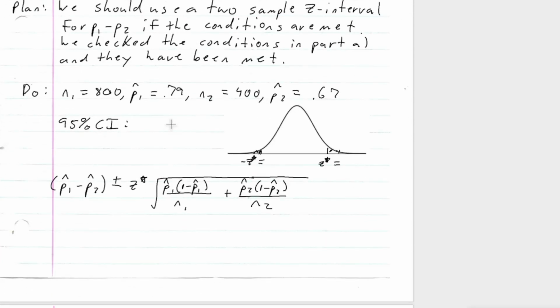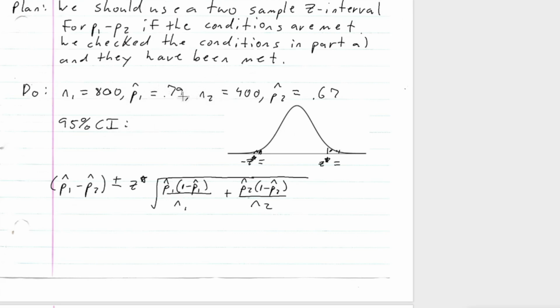So let's go ahead and do our do. So n1 was equal to 800, right? And p1 hat was 0.79. n2 is 400, and p2 hat was 0.67. So let's go ahead and construct our confidence interval.